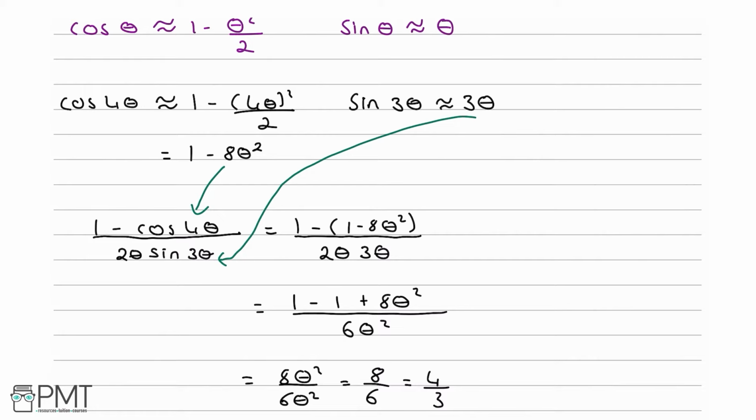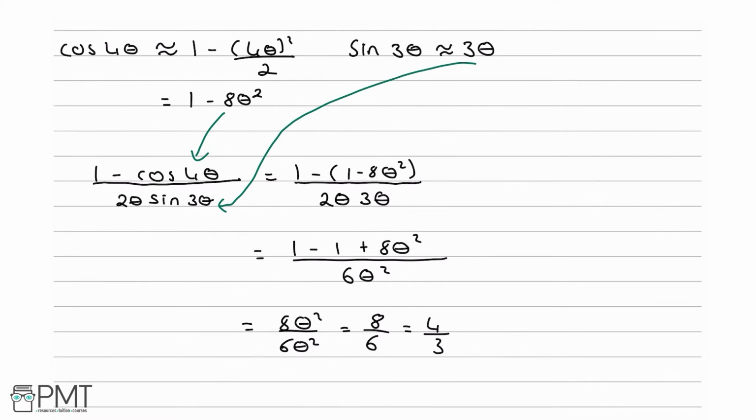For this question, you're awarded 3 marks. The first mark comes from attempting to do either cosine 4 theta or sine 3 theta and correctly substituting it into the original expression as we have done here. Your second mark comes from doing both cosine 4 theta and sine 3 theta in your expression and correctly simplifying it, or attempting to correctly simplify it. Your final mark, the third one, comes from getting 4 over 3 as your final answer.